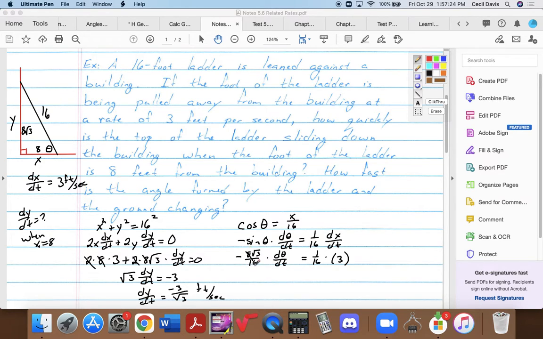So let's see, let's cancel that, make that 2. I'll multiply both sides by negative 2 over the square root of 3. And we get that d theta dt is equal to 3/16 times negative 2 over the square root of 3, which is negative square root of 3 over 8. And that would be radians per second.